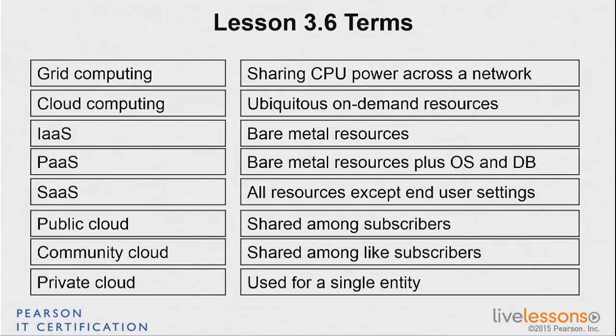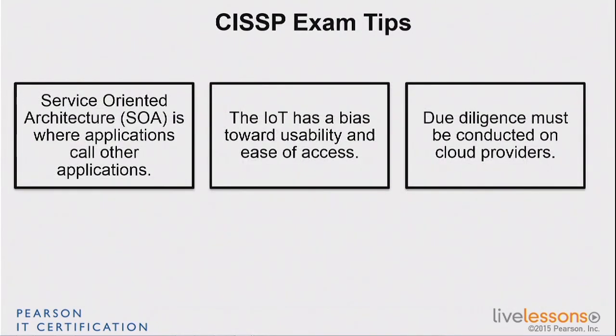So we're going to end this lesson with looking at our CISSP exam tips. A service-oriented architecture, SOA, is where applications can call other applications. The IoT, which is the Internet of Things, has a bias towards usability and ease of access, which means that they're sacrificing, in some cases, security. And lastly, due diligence must be conducted on cloud providers. Now, the amount and type of due diligence will also be directly related to the type of service provider and the type of platform that you're running.